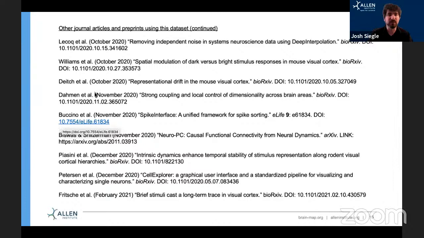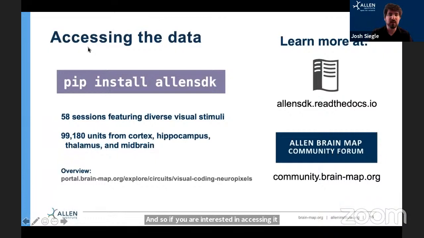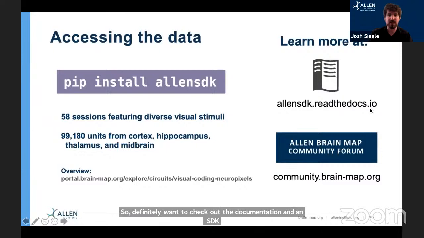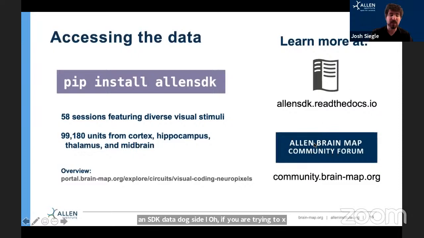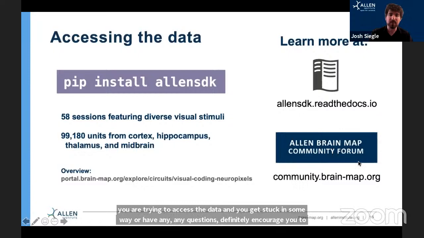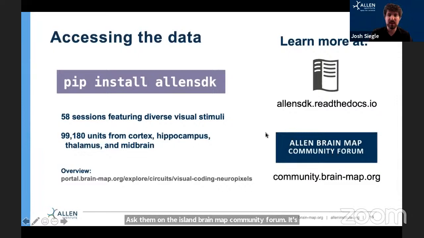And so if you are interested in accessing it yourself, there are many resources for learning more about it. Definitely check out the documentation at lnsdk.readthedocs.io. If you are trying to access the data and you get stuck in some way or have any questions, I definitely encourage you to ask them on the Allen Brain Map community forum. It's a very active discussion forum where basically any question is fair game. And in order to access the data, we recommend doing it via the Allen SDK, which is a Python library. If you are able to, I definitely recommend attending the tutorial that Saskia and I will be running later today, where we will walk you through all the steps required to browse through the data via the Allen SDK, download it, and perform some simple analyses.